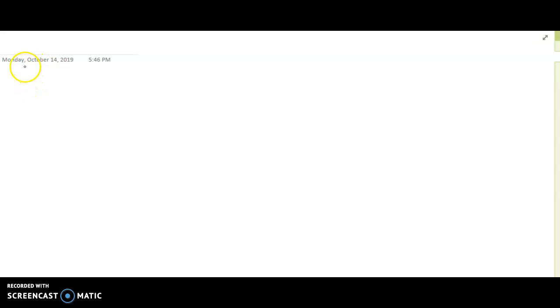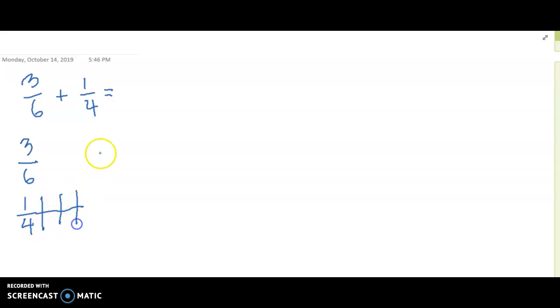Let's say 3/6 plus 1/4 equals. Alright, so we know that our denominators are not the same, so we have to make an EFT chart for each fraction. So, like that, like this.